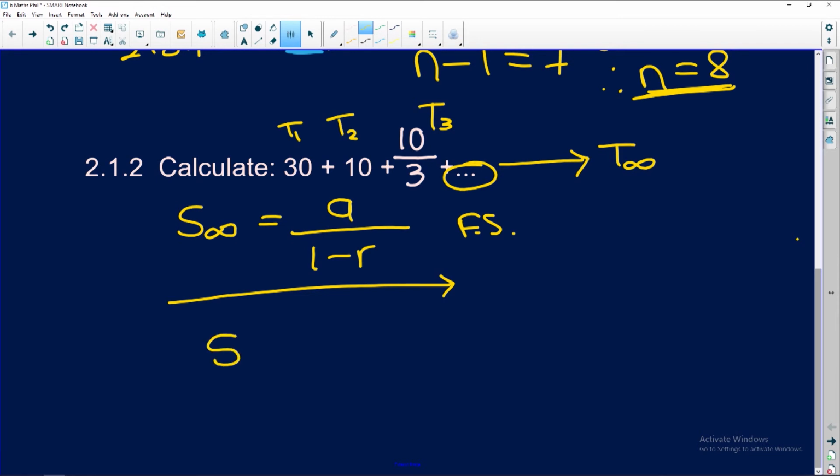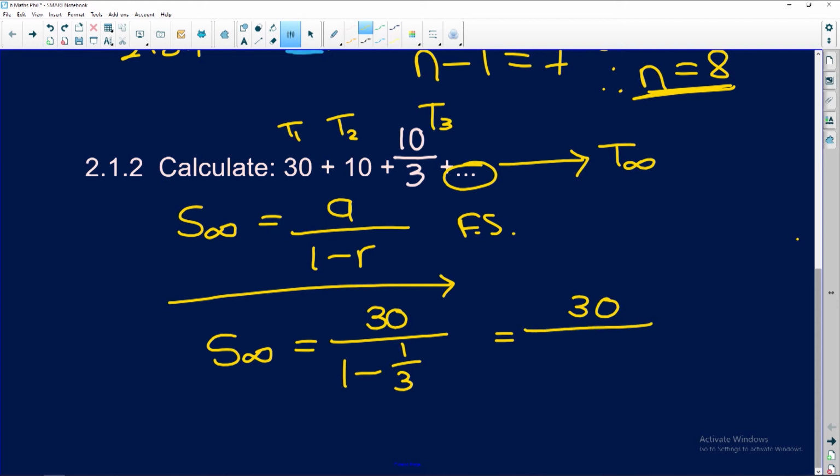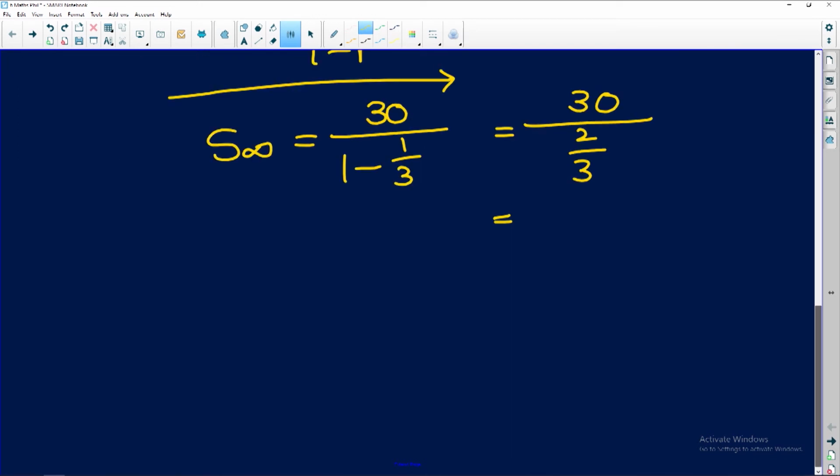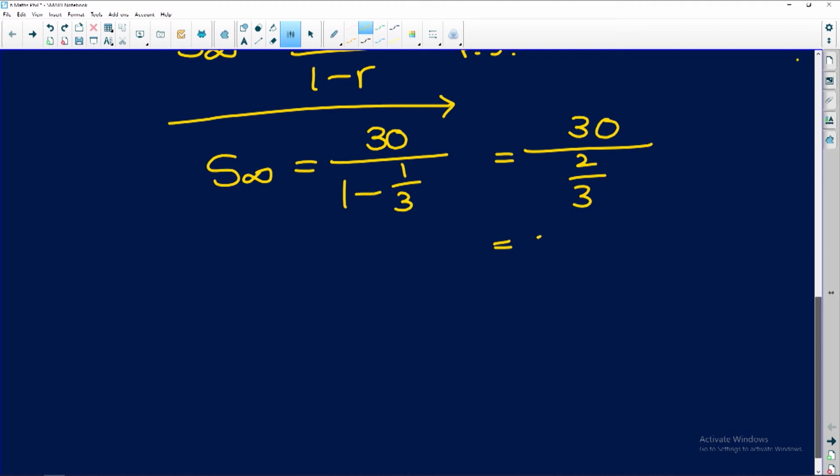So sum to infinity is equal to a, which was 30, over 1 minus r. And remember, the ratio was 1 over 3. So we are going to get 30 over 1 minus 1/3 is 2/3. And remember, if you're dividing by a fraction, you can tip and times. You can easily put this in your calculator, guys, but rather try use your mental maths if you can. So 30 tip and times the fraction, we get times 3 over 2. Okay? 2 goes into itself once, and into 30 15 times. So we get 15 times 3, which is 45.